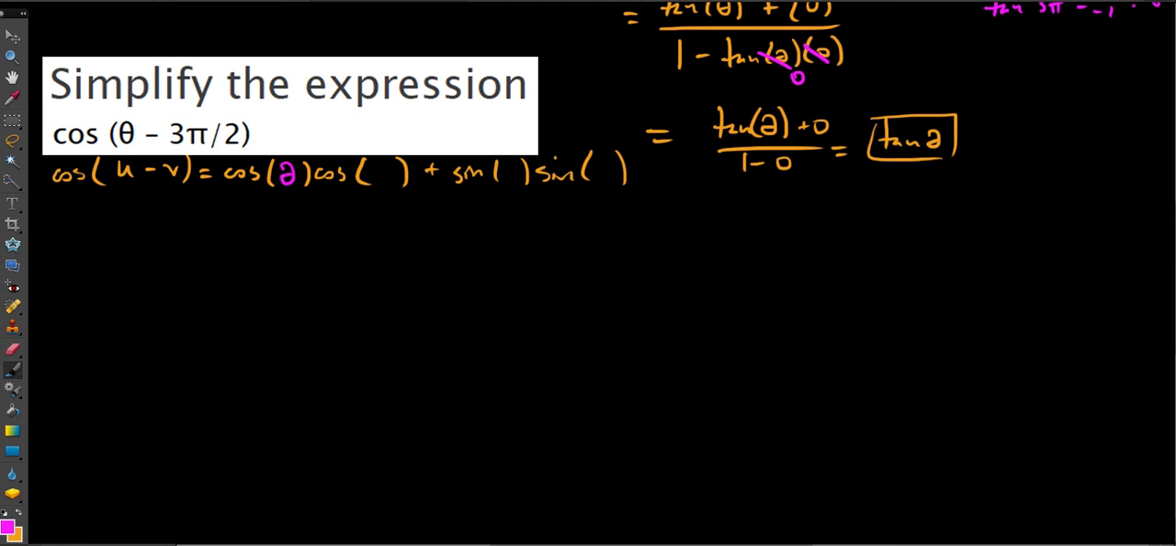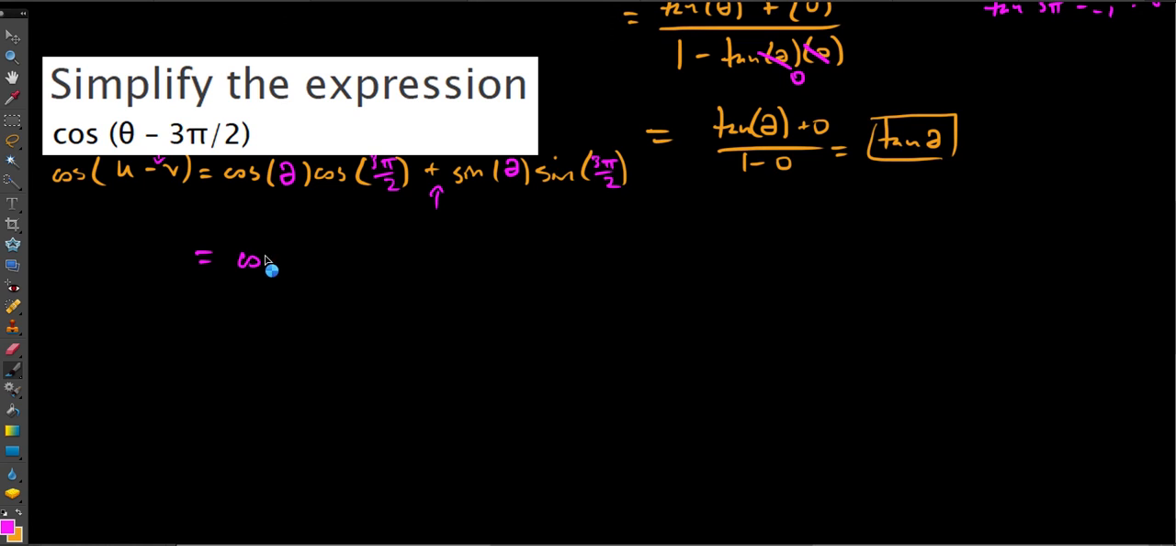So our u in this case is theta, we'll put that in front, and our v is 3 pi halves. If you're concerned about the negative, should it be negative 3 pi halves? No, because this negative only impacts how we treat this sign right here, so we won't worry about that here.